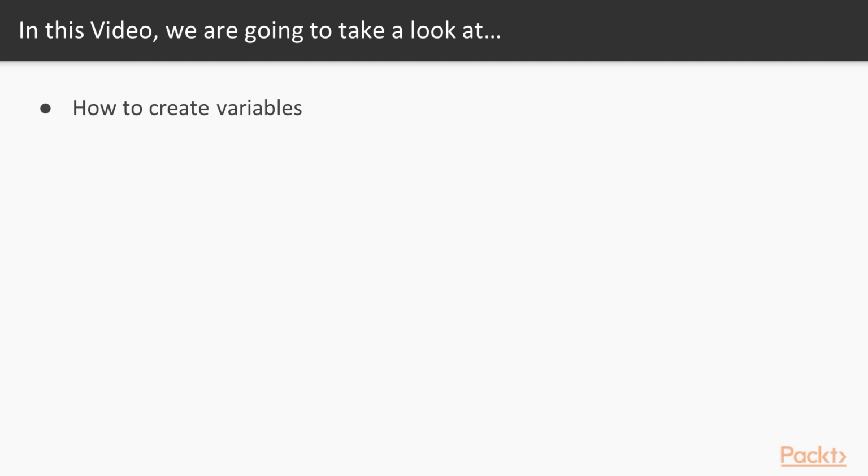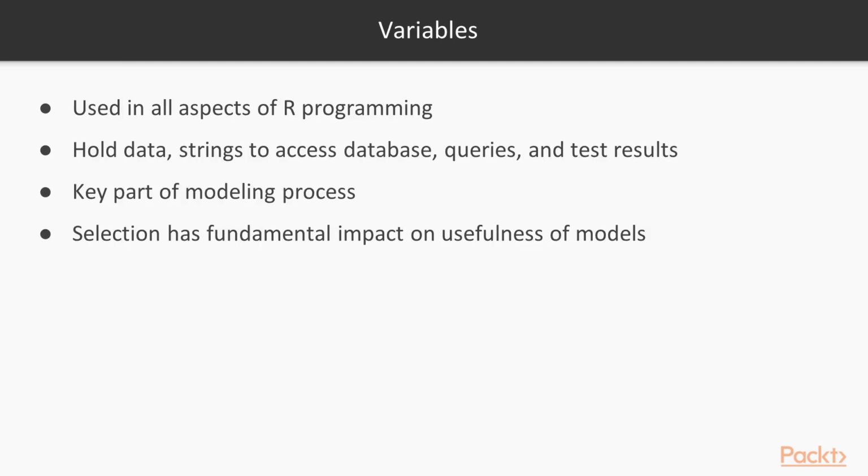In this video, we will deal with how to create variables. One of the reasons for R's success is its use of variables. Variables are used in all aspects of R programming. For example, variables can hold data, strings to access a database, queries, and test results. Variables are a key part of the modeling process, and their selection has a fundamental impact on the usefulness of the models. Therefore, variables are an important place to start, since they are at the heart of R programming.